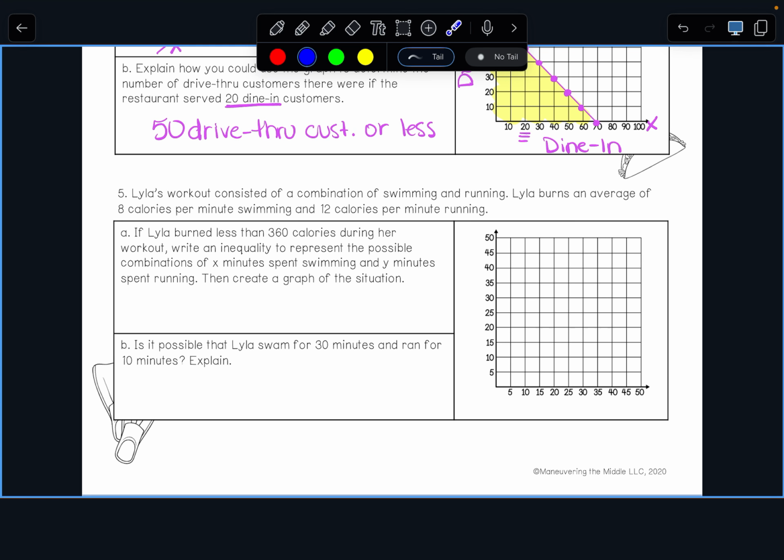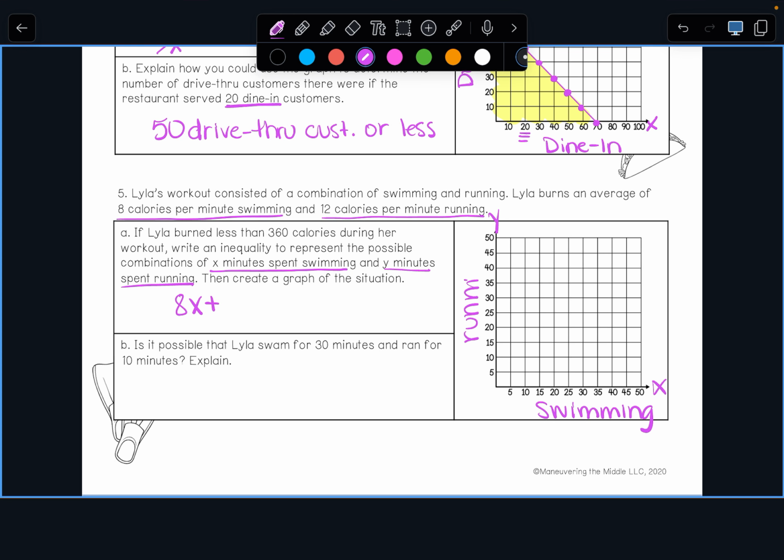Lila burns an average of 8 calories for swimming. Underline that. And 12 calories for running. Okay? X represents what? Swimming. So we can write that as 8x because it's 8 calories per swimming. And 12, what was the other? Y represents running. So my y-axis represents running.